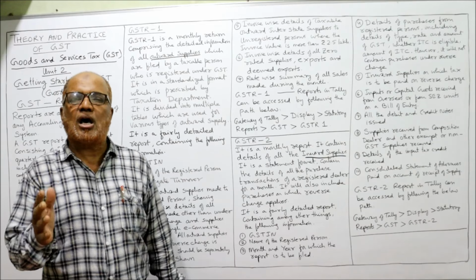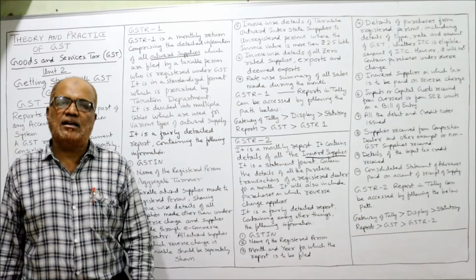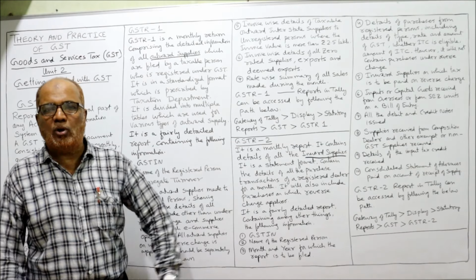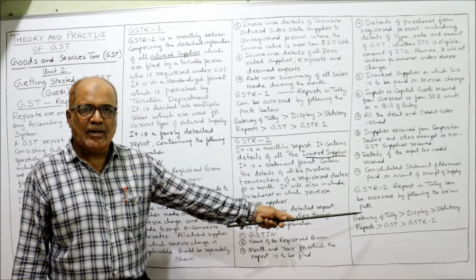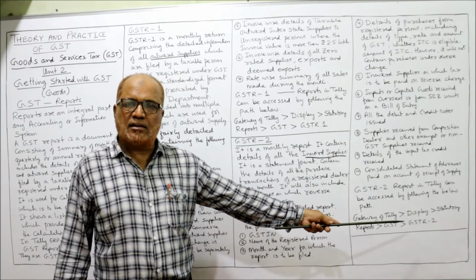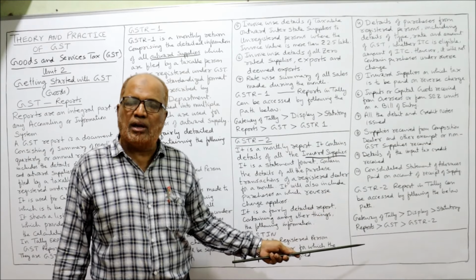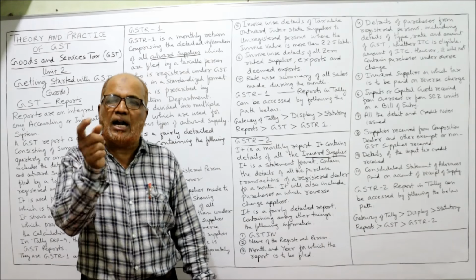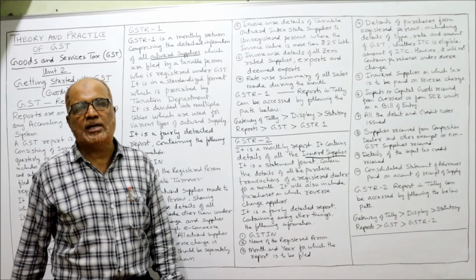Now, how can GSTR 2 be accessed in Tally ERP 9? The path is given below. First of all, open the Gateway of Tally. In that, select the option Display, select the option Statutory Reports. Under Statutory Reports, select GST. Under GST, select GSTR 2. That's all.